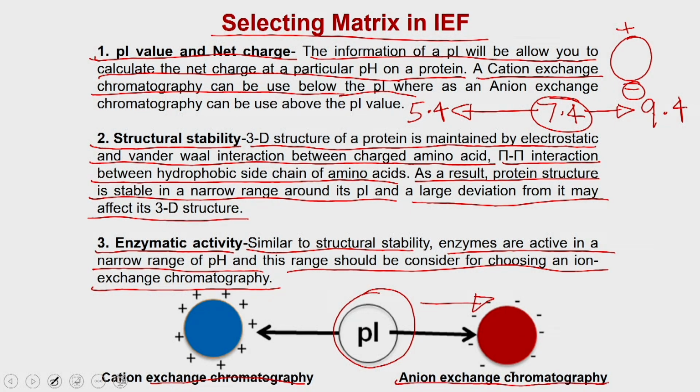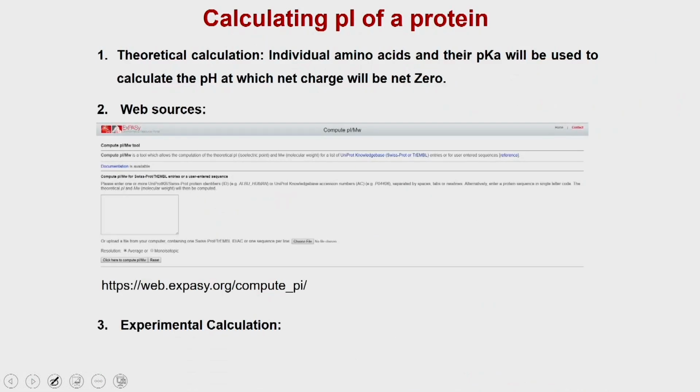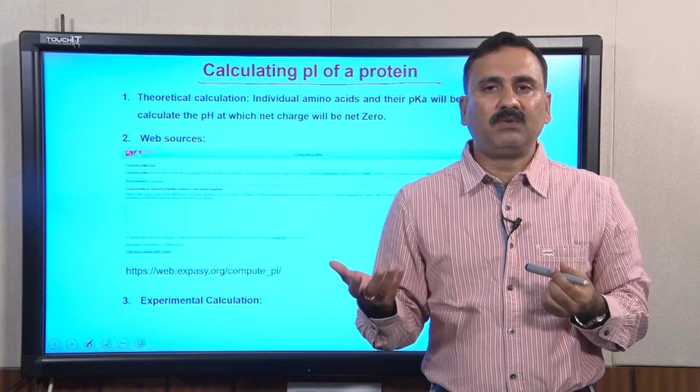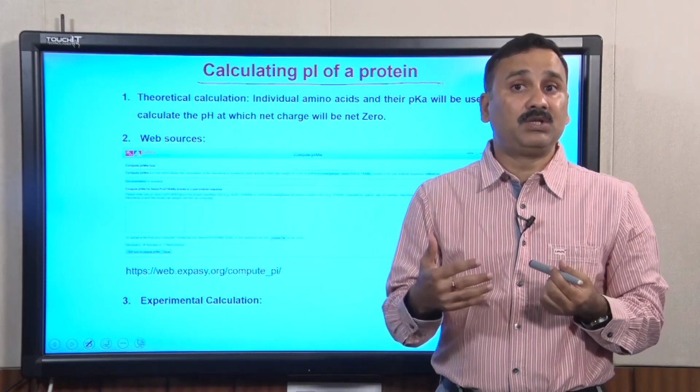Now, the question comes: how can you calculate the pI of a protein, because that is very important if you would like to start using anion or cation exchange chromatography. Before the genomic era, when people did not have the sequence information of a particular protein, both the amino acid sequence as well as the gene sequence, people went with trial and error methods when trying to use ion exchange chromatography.